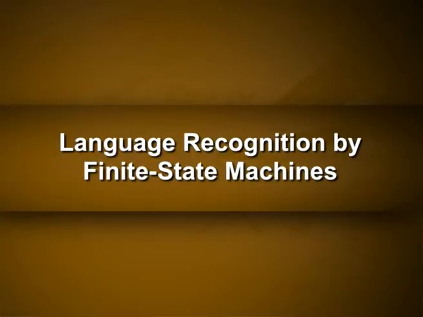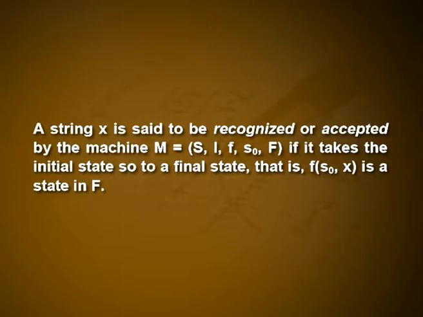Language recognition by finite state machines. Definition. A string x is said to be recognized or accepted by the machine M equal to (S, I, f, S0, F) if it takes the initial state S0 to a final state, that is f of (S0, x) is a state in F. The language recognized or accepted by the machine M, denoted by L of M, is the set of all strings that are recognized by M. Two finite state automata are called equivalent if they recognize the same language.